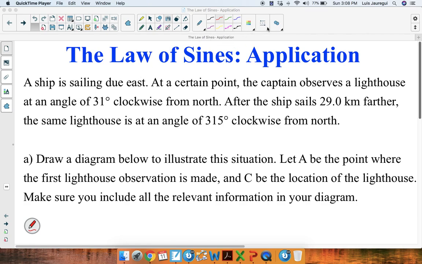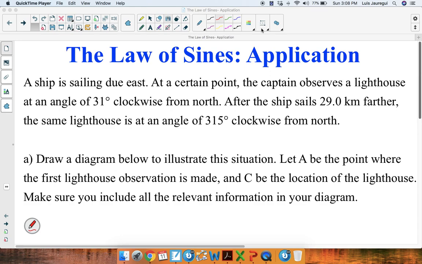Welcome. In this particular video, we'll be looking at the law of sines and application. Let's go ahead and read the scenario. A ship is sailing due east. At a certain point, the captain observes a lighthouse at an angle of 31 degrees clockwise from north. After the ship sails 29 kilometers farther, the same lighthouse is at an angle of 315 degrees clockwise from north. Draw a diagram below to illustrate the situation.